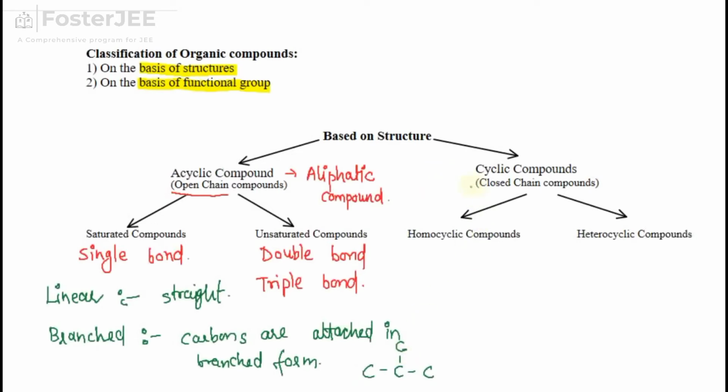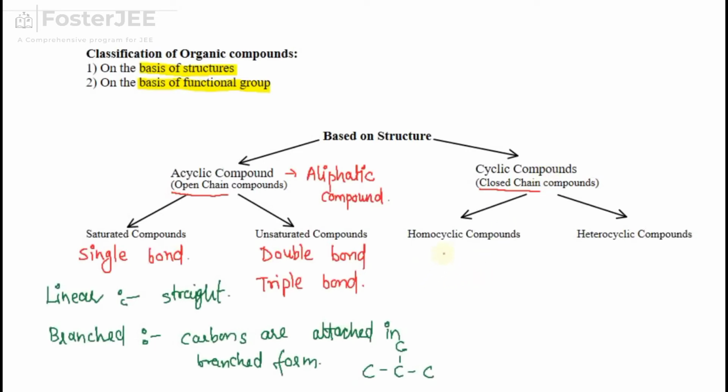Now moving to the next category, that is cyclic compounds. So the cyclic compounds are the compounds in which carbon atoms are linked in such a manner that the molecule has a closed chain structure. That is why it is known as closed chain compound or a cyclic compound. So, a cyclic compound may have one or more than one ring present in it.